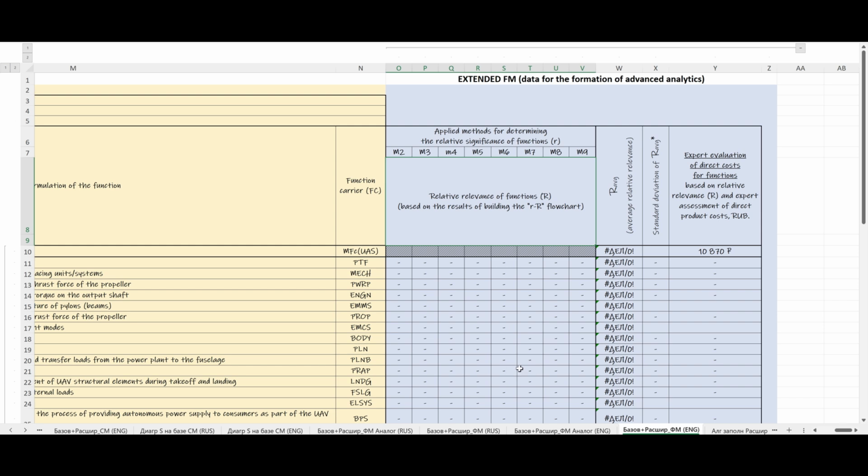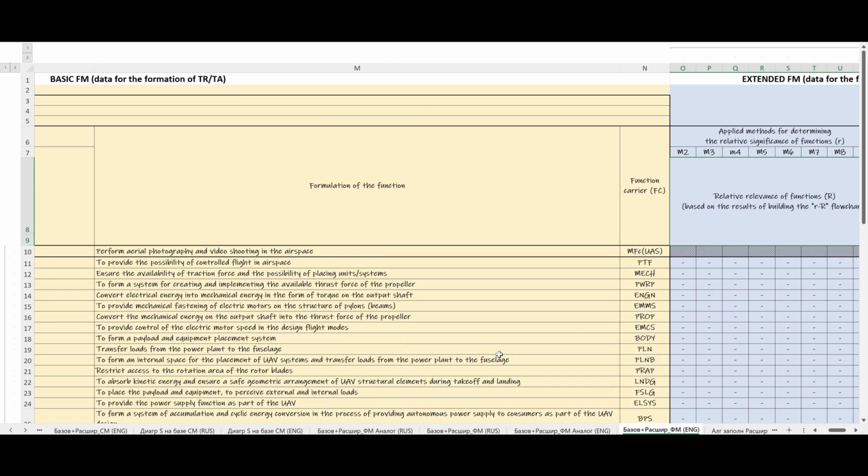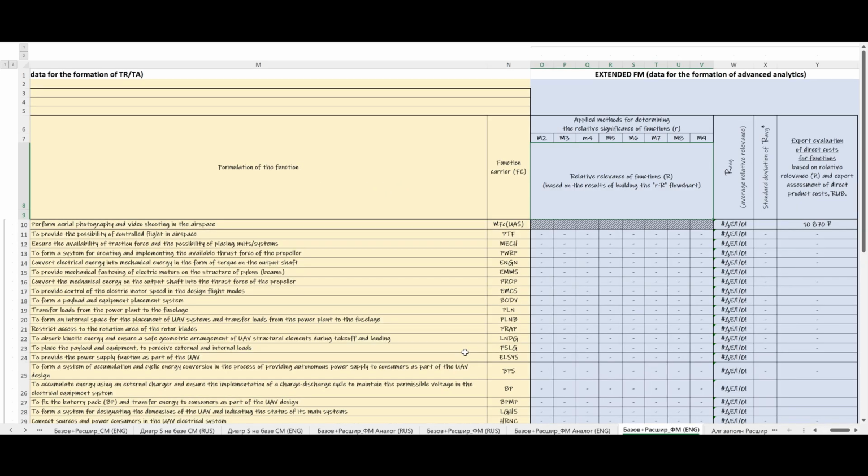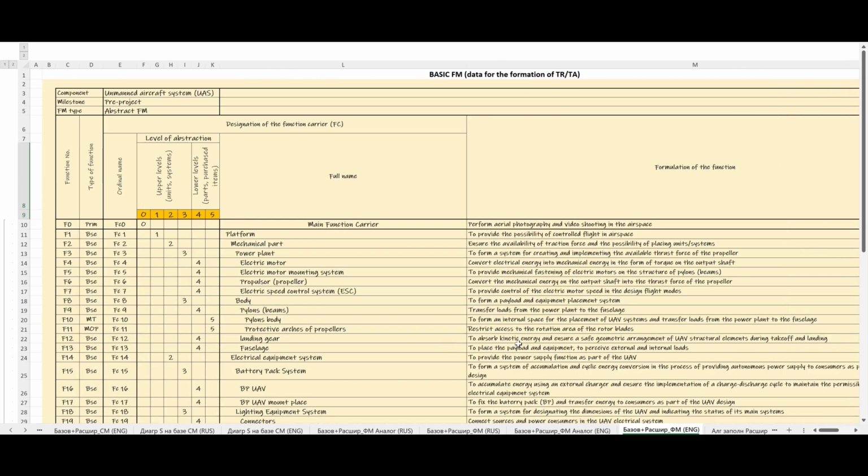In accordance with the degree of abstraction of consideration, let's just say that at the middle and the lower levels of abstraction, the selection of methods for determining significance is performed, then a flowchart of significance relevance or table of significance relevance is built, and already on its basis the mentioned sections of the extended functional model are filled in.